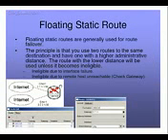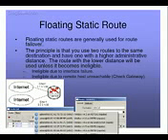Moving on. Floating static route. This is an interesting one. Generally, floating static routes are used for backup. Floating static route is really a Cisco set of nomenclature. It's where you have two routes going to the same destination. So you've got, say, two defaults.